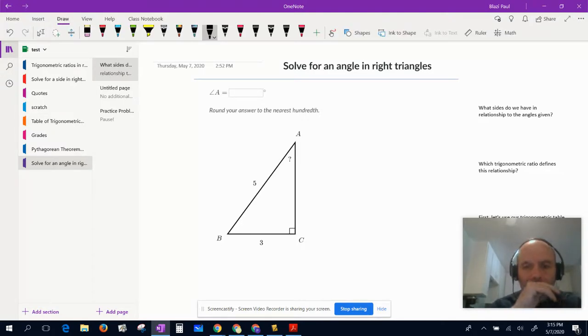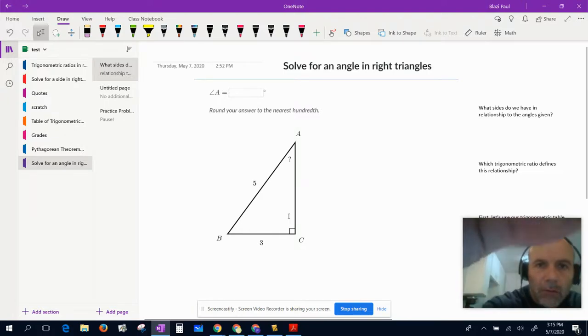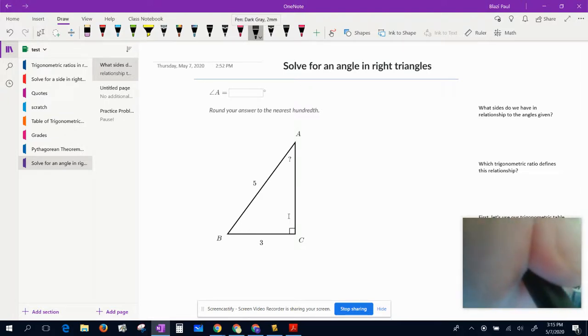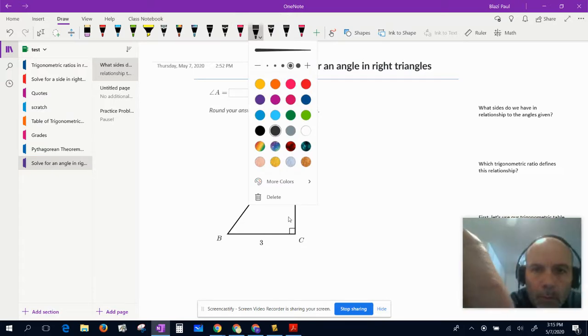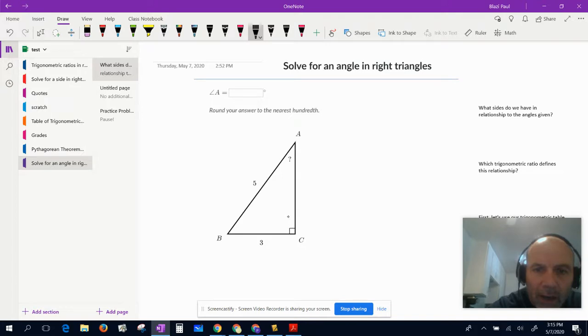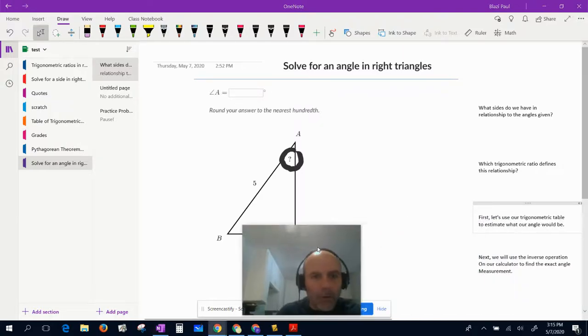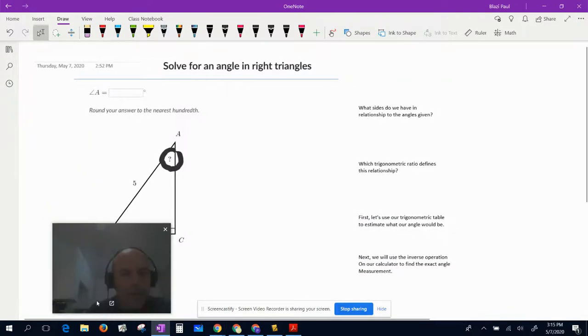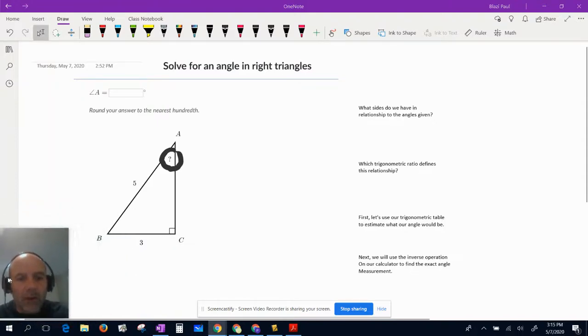All right, so right here we have this triangle. What we can see is that, okay, boom, it's asking for this angle right here. So I wrote some questions over on the right. Let's go ahead and look at these questions. What sides do we have in relation to the angles given?